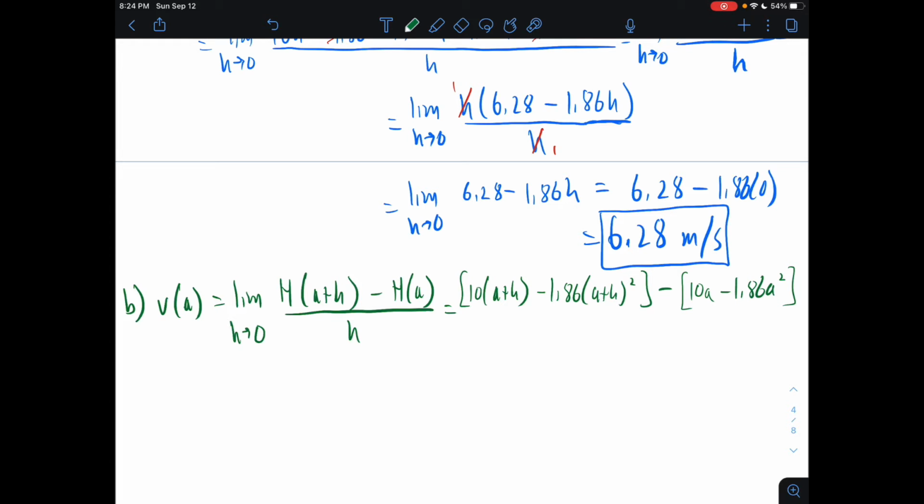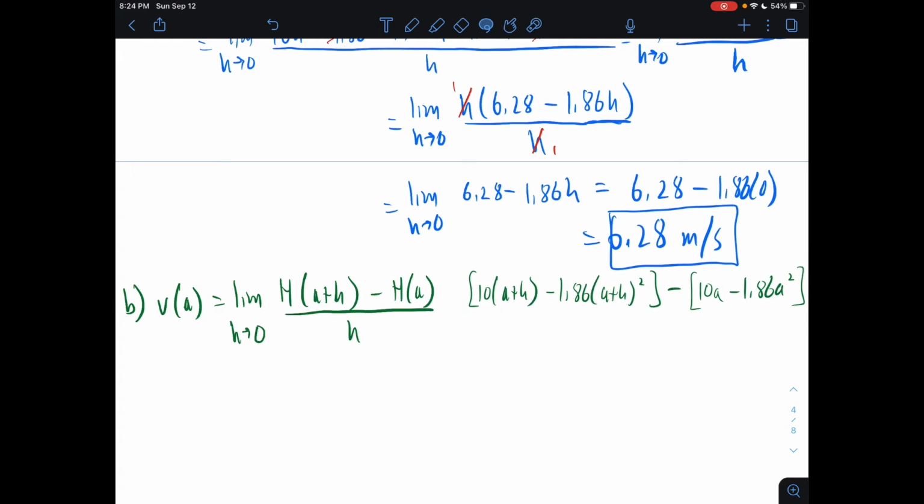Oh, but I forgot my limit at the very beginning. So let's just erase that, and let's move this stuff over just a little bit to make room. And then I have, of course, I still need all of this divided by h.